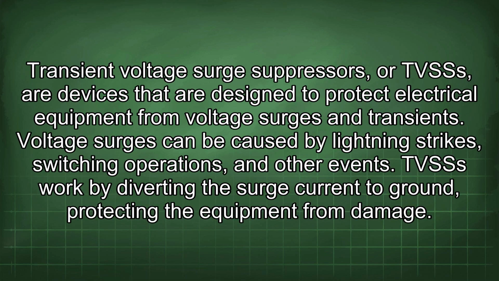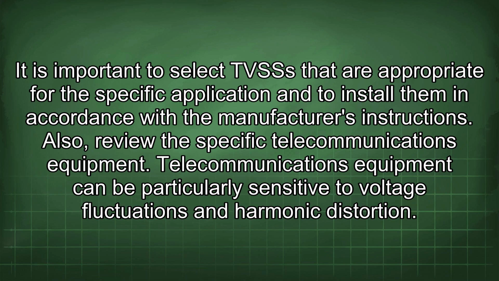Transient voltage surge suppressors, or TVSSs, are devices that are designed to protect electrical equipment from voltage surges and transients. Voltage surges can be caused by lightning strikes, switching operations, and other events. TVSSs work by diverting the surge current to ground, protecting the equipment from damage. It is important to select TVSSs that are appropriate for the specific application and to install them in accordance with the manufacturer's instructions.